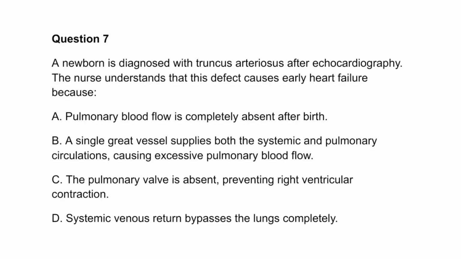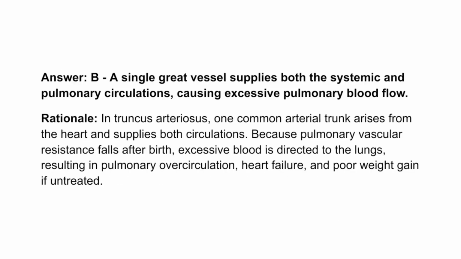C. The pulmonary valve is absent, preventing right ventricular contraction. D. Systemic venous return bypasses the lungs completely. Answer. B. A single great vessel supplies both the systemic and pulmonary circulations, causing excessive pulmonary blood flow.